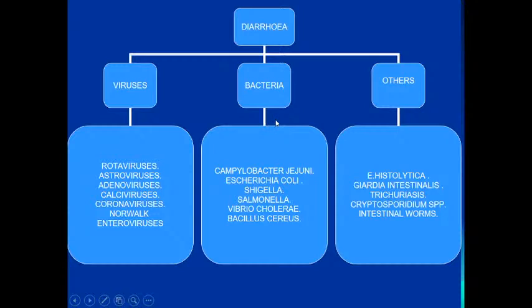The bacteria which can cause diarrhea, very often also Campylobacter jejuni, E. coli, Shigella, Salmonella, Vibrio cholerae, which we will discuss in detail in the next series of lectures, and Bacillus cereus. Also, you have the roundworm infestation, Entamoeba histolytica, Giardia intestinalis, Trichuris, Cryptosporidium, and other intestinal worms. All these can also result in diarrhea.